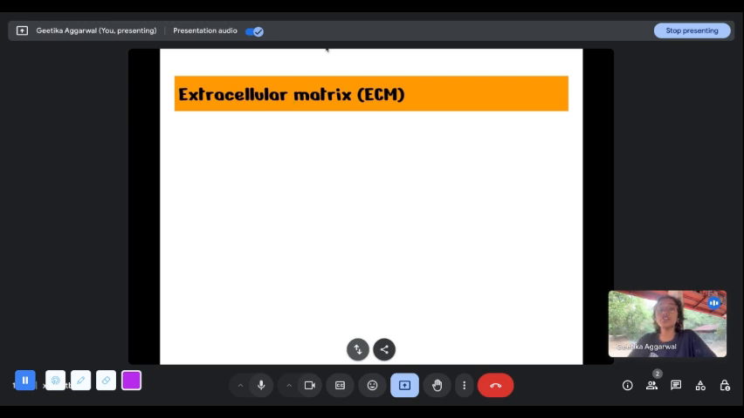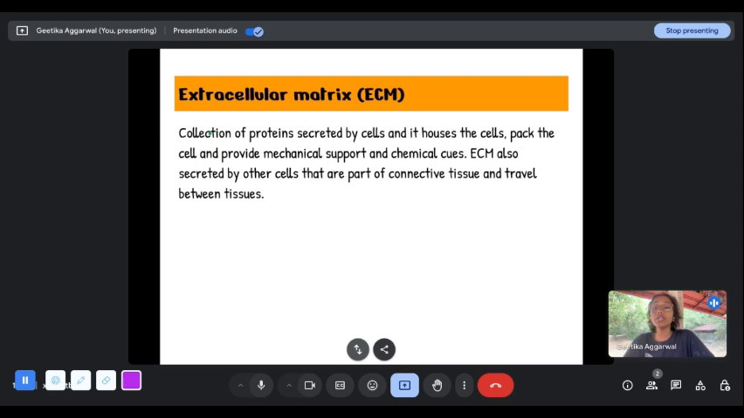Moving on to extracellular matrix, what really is the extracellular matrix? It is actually the collection of proteins which are secreted by cells, and it houses the cells and packs them and provides them support and cues. The extracellular matrix is actually secreted by other cells also that are part of the connective tissue and travel between tissues. So ECM has two parts.